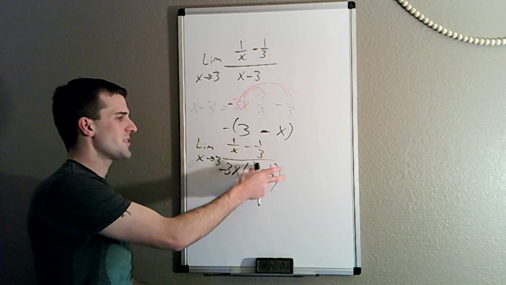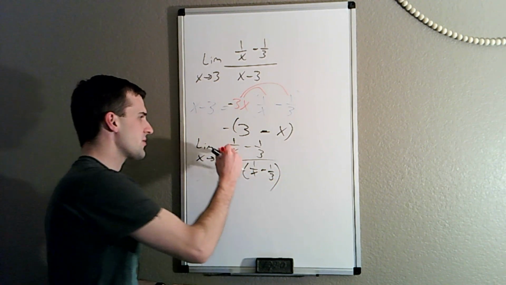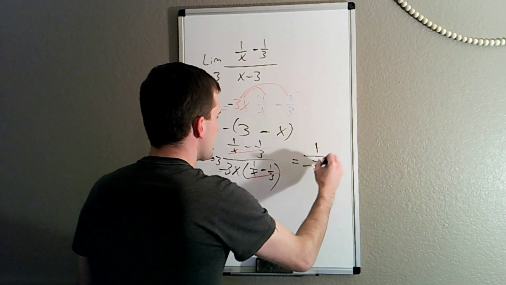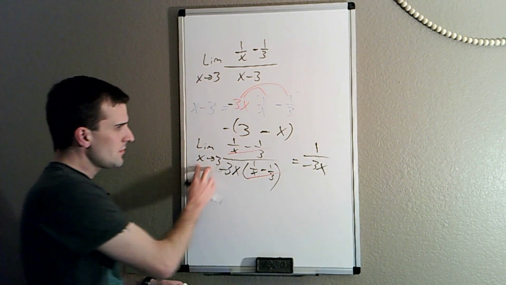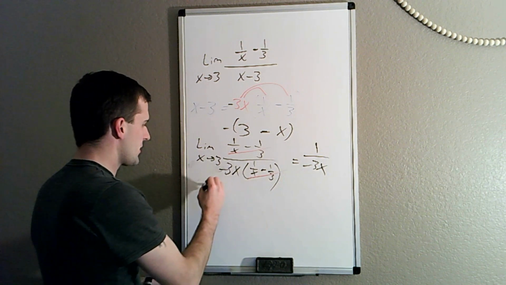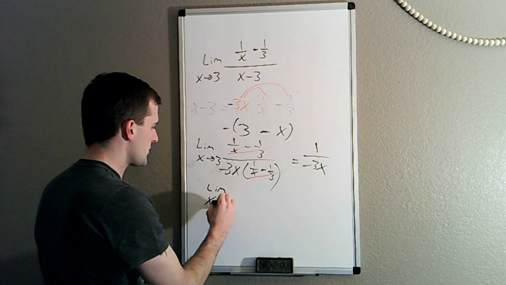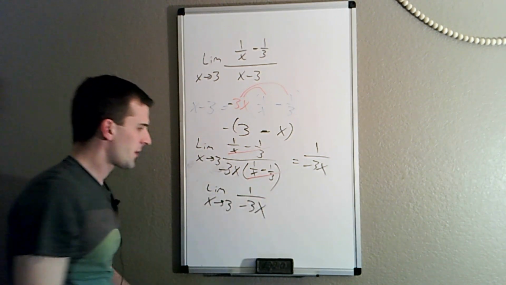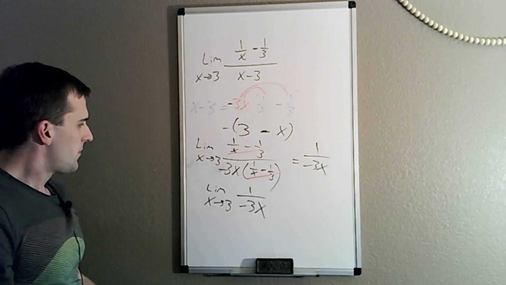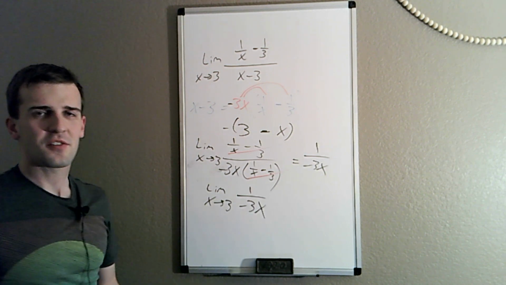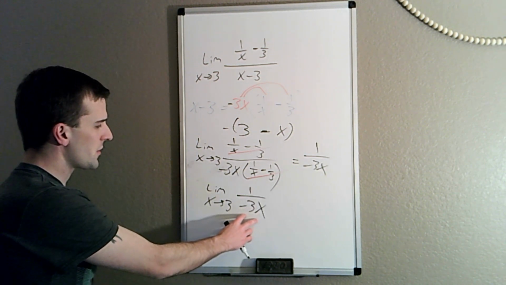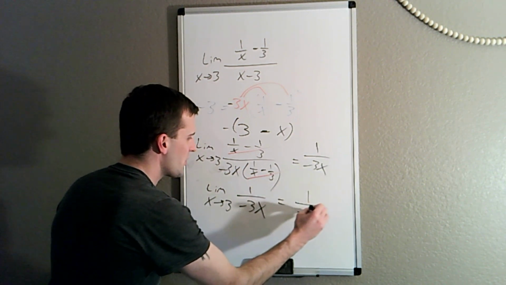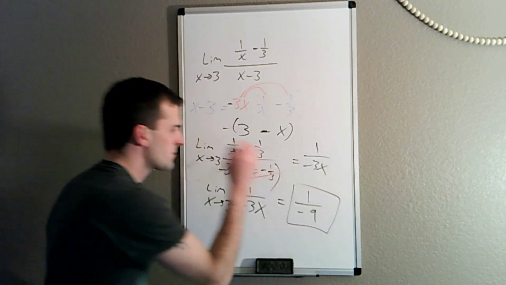Now we have this ugly mess on the top and the bottom. So these can cancel. And we're left with the same limit of 1 over negative 3x. So limit as x approaches 3 of 1 over negative 3x. And now we can just plug in the 3. It doesn't result in a 0 in the denominator, so now we can just plug in 3 and we get 1 over negative 9. So that's the limit.